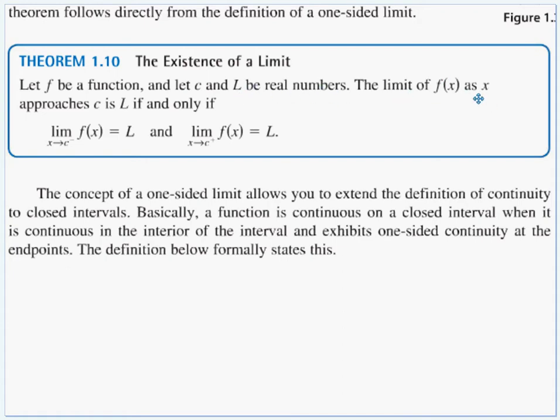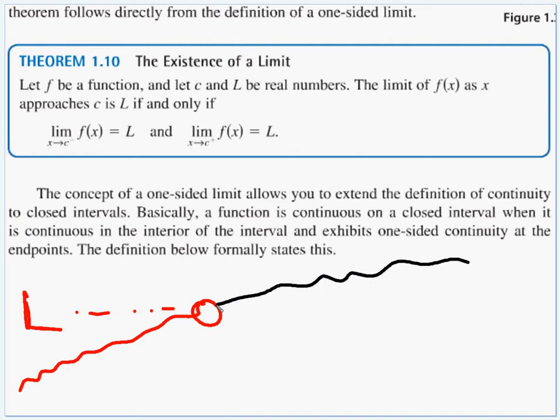The limit of f of x as x approaches c is equal to L if and only if the limit from the left is equal to L and the limit from the right is also equal to L. Again, think about this graphically. As the limit from the left is approaching this hole, which is at a height L on the y-axis, and as we come in from the right, we're also approaching that same hole. When it's the same from the left and the right, the limit exists.